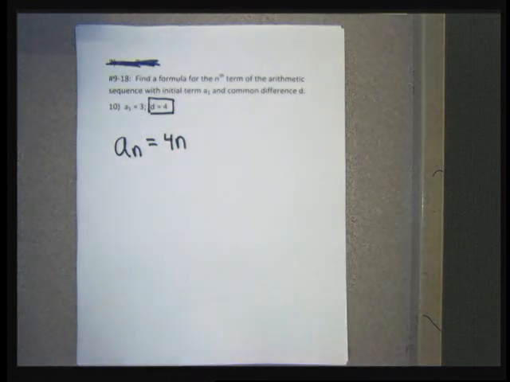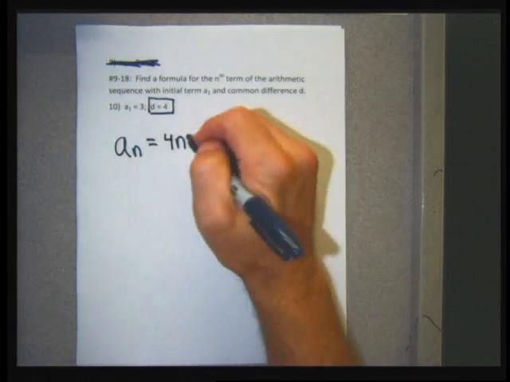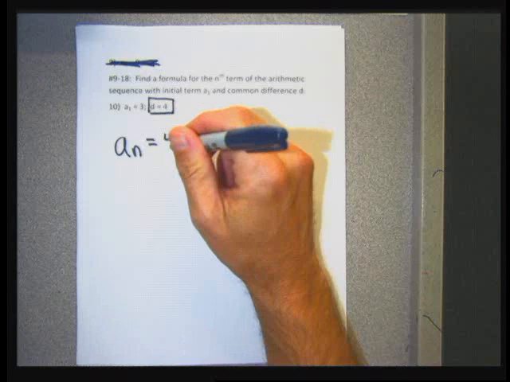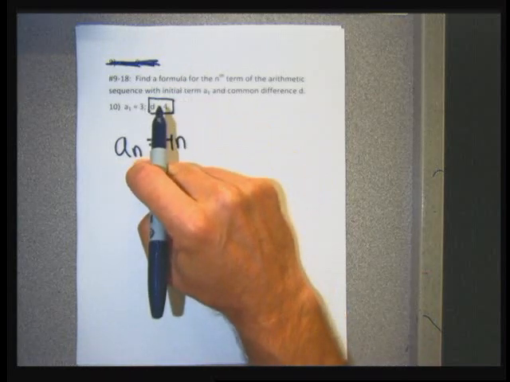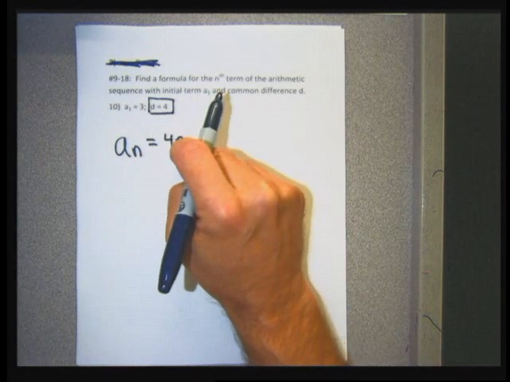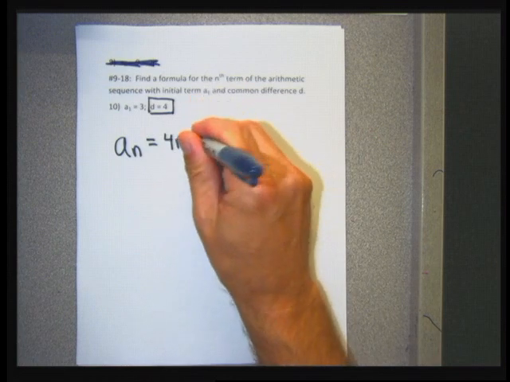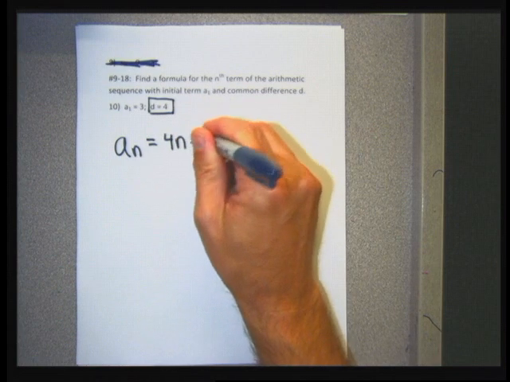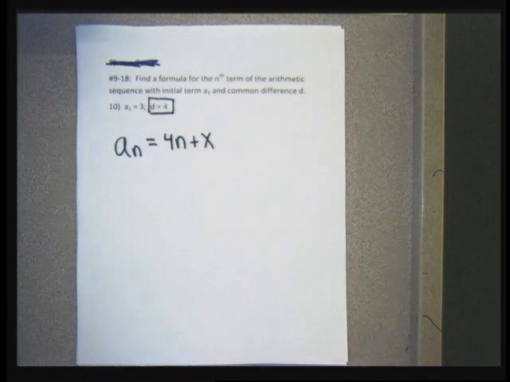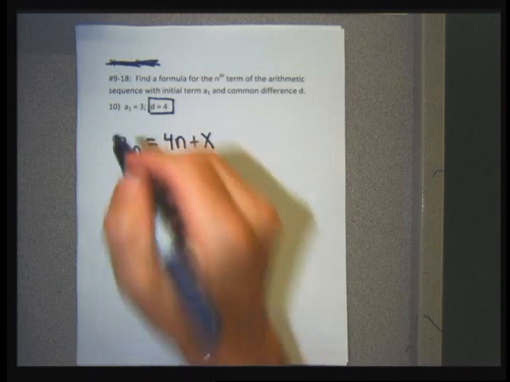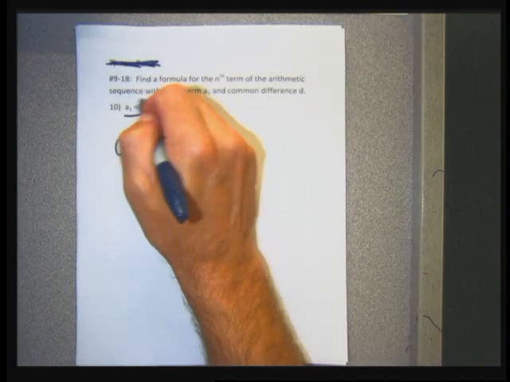And I want the first term to be 3. If I just wrote this as my sequence, and if I plugged in 1 for n, I'd get a sub 1 is 4 times 1. It's not going to work because that's going to be 4. So I'm going to do what we did in the last section. I'm going to go a sub n equals 4n plus x, and I'm going to solve for x with the information that's given. The information that I haven't used that's given is the first term is 3.